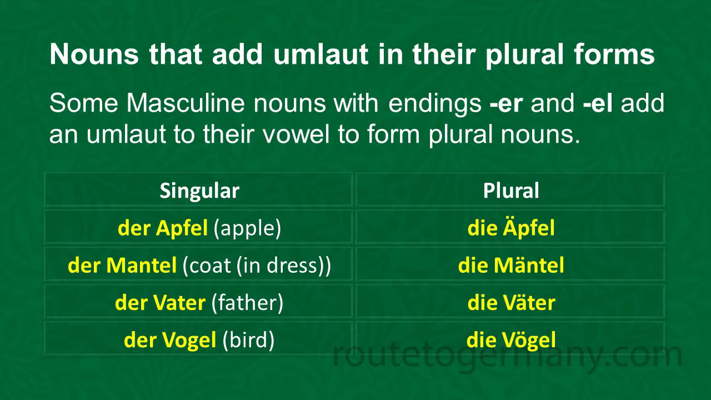Some masculine nouns with the endings el and er add an umlaut to their vowels in their plural forms. Some examples are der Apfel, die Äpfel, der Mantel, die Mäntel, der Vater, die Väter, der Vogel, die Vögel.